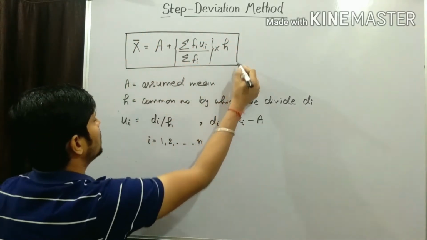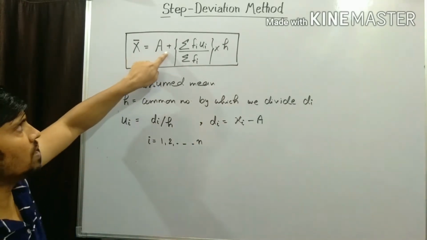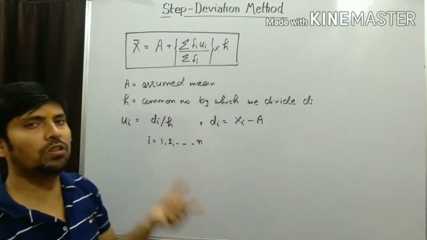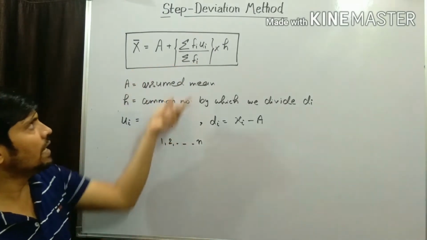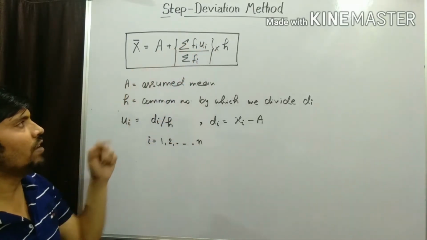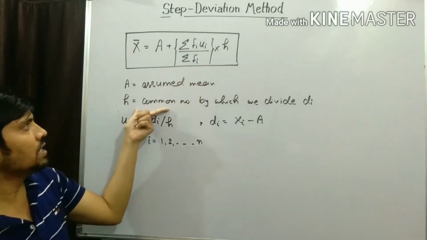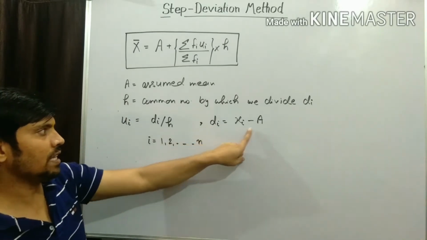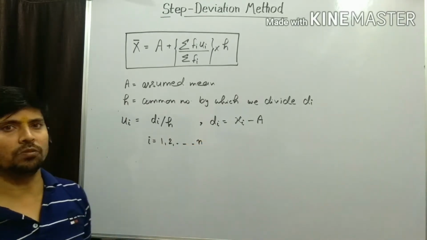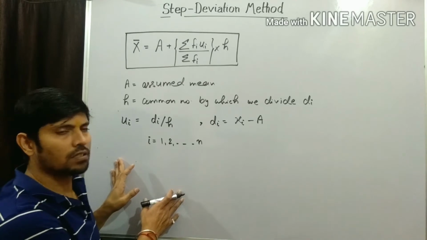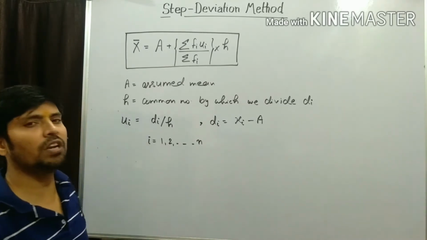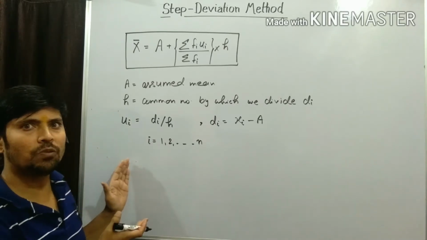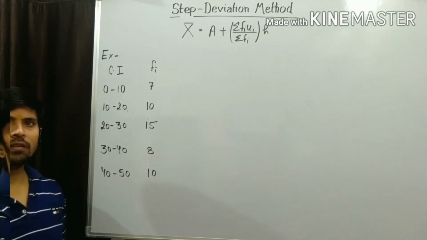Again we will see: x bar equals a plus summation of fi ui over summation of fi, into h. Summation of fi is the sum of all the frequencies, and summation of fi ui we will find out. The value of h is a common number by which we divide di, and di is defined as xi minus a, as in the previous video. To understand this, I am going to take one example so that you can see how we will use this method in different questions.